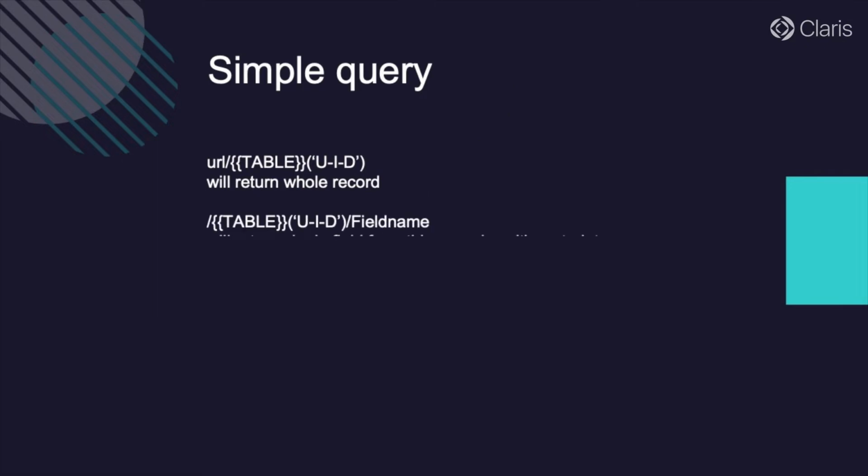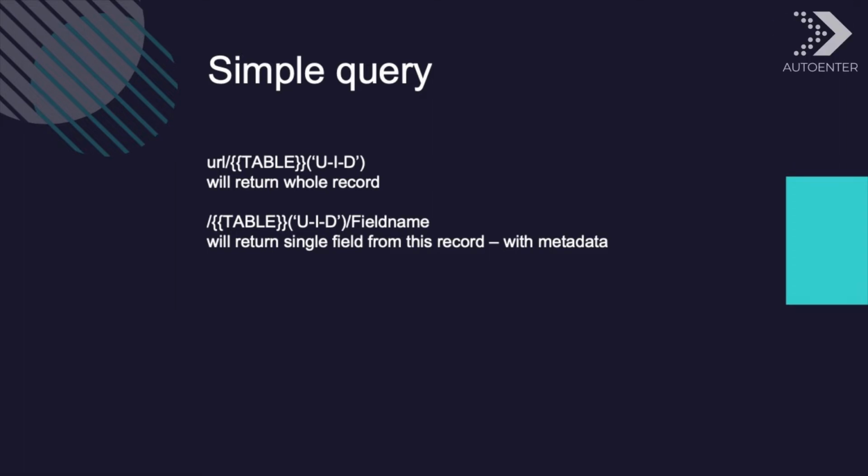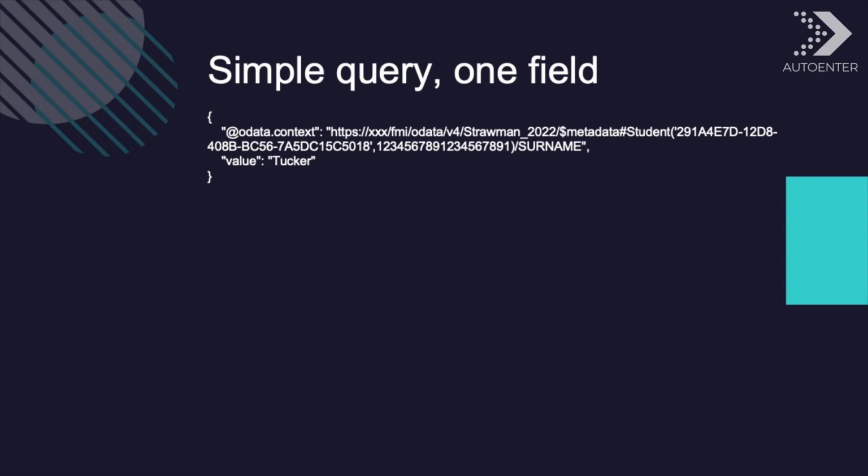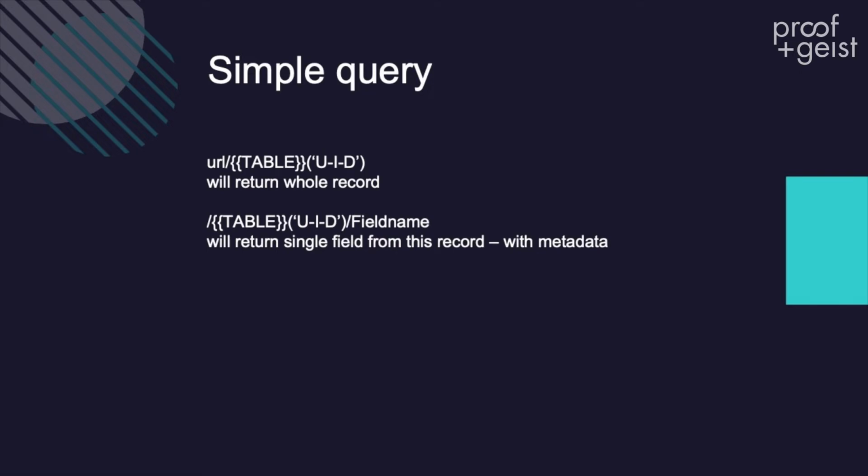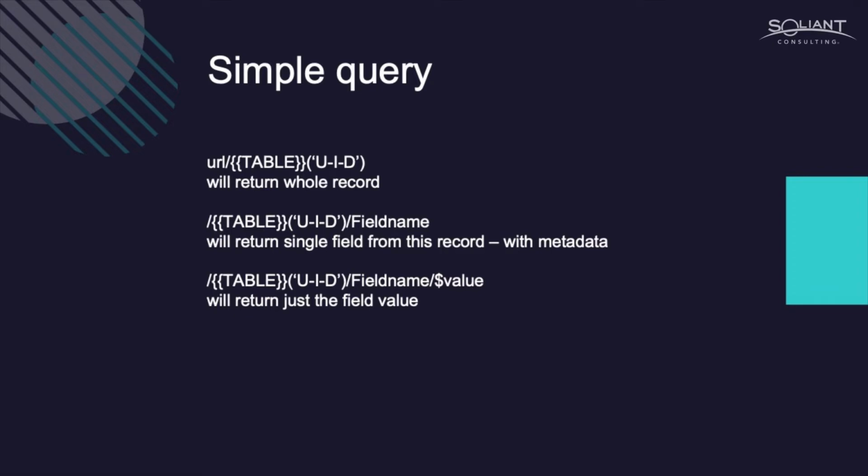If I just want to grab one field out of that block of data, if I put / and a field name on the end of it, then I'm just going to get that single field from that specific record. If I further extend that by adding a / and $value, all that says is I don't need any of that other stuff. All I need is the value that's contained in that field for that record with that unique ID.